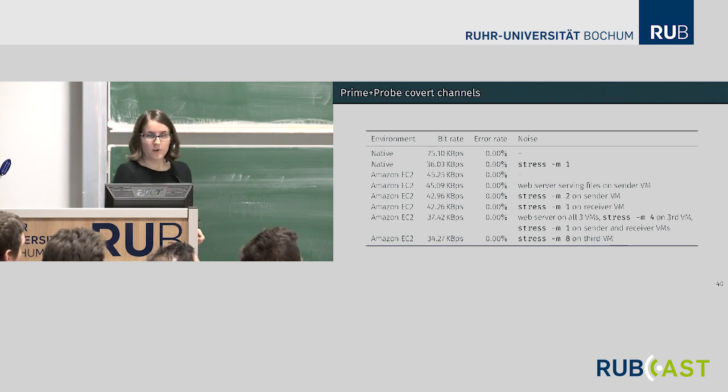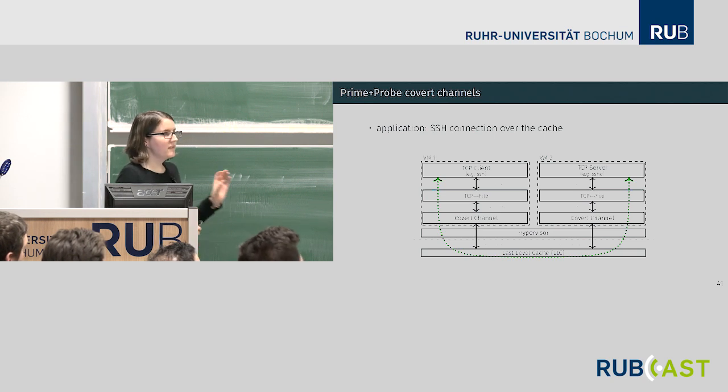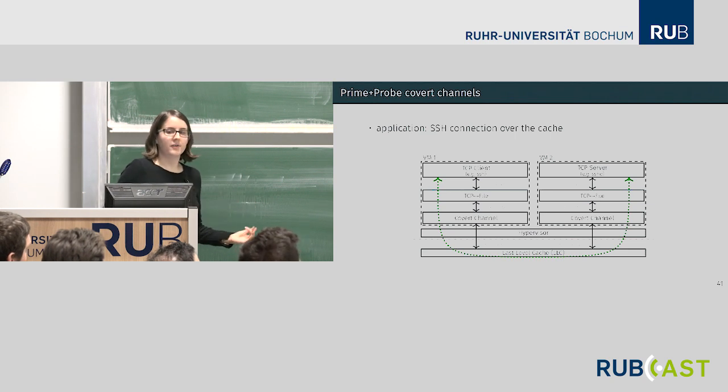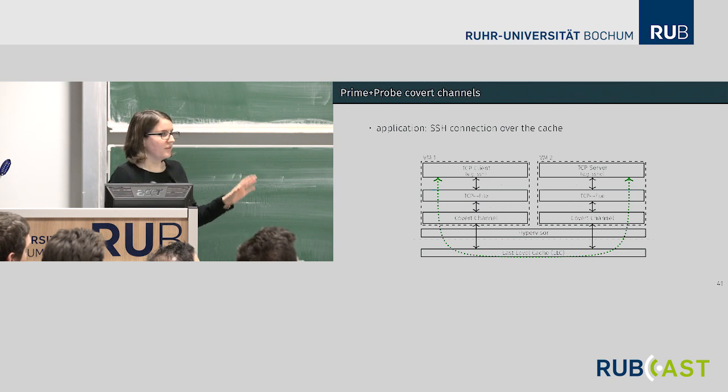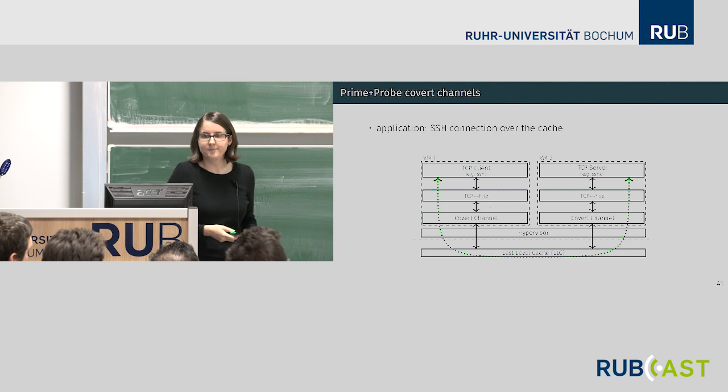So then we thought about what we can do with this error-free covert channel. And we had the idea to basically build an SSH connection over the cache. So we had 2 virtual machines that have no network connection, and they are using the cache to send bits to each other.